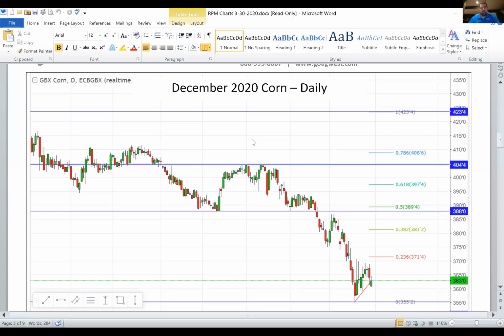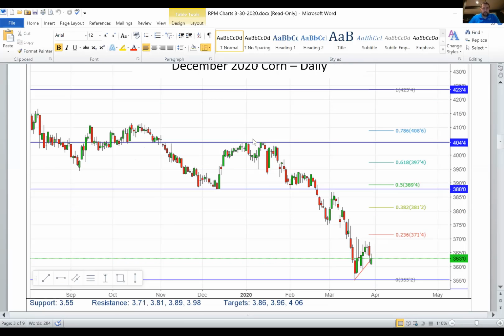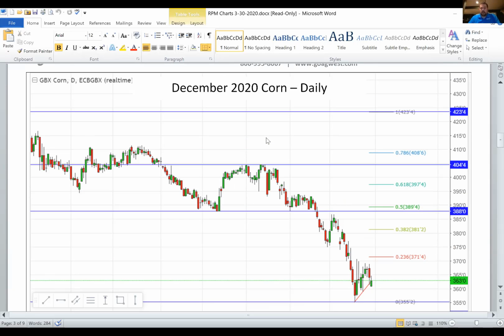So in front of you here is a December 2020 corn chart. It's a daily chart. It goes back at least through basically August of last year. And you can see I've got some lines drawn on there. What I've done is I went back to the high we had last summer, which was 423 3/4, and I drew a retracement from that high down to the low of 355 1/4.